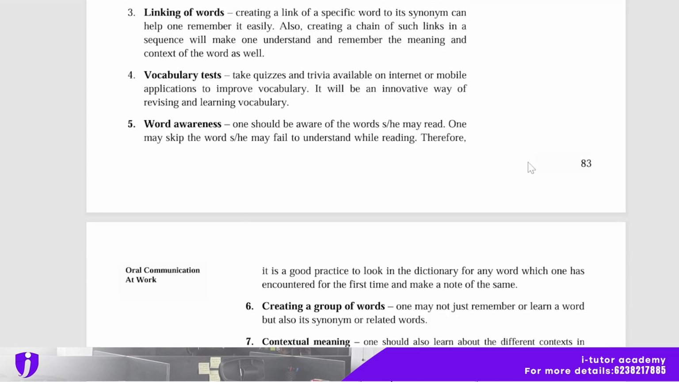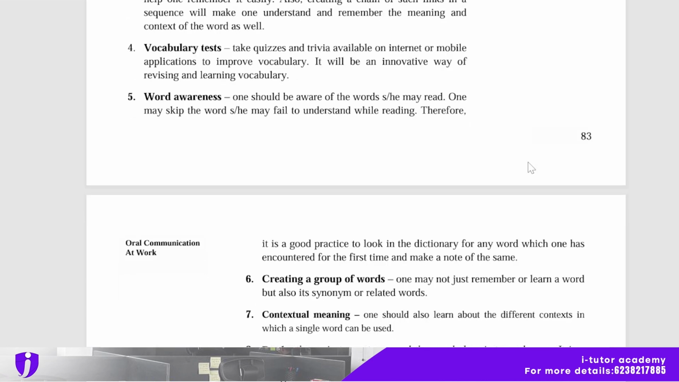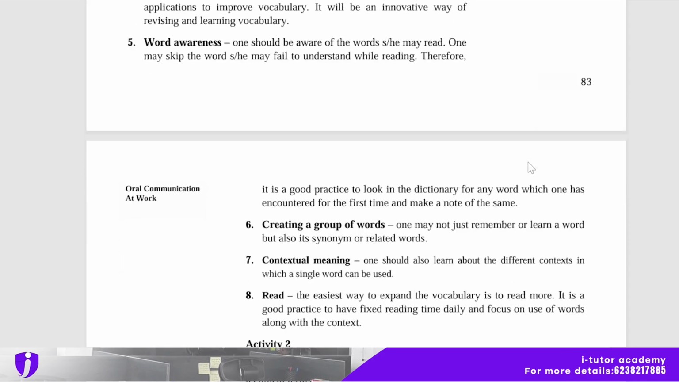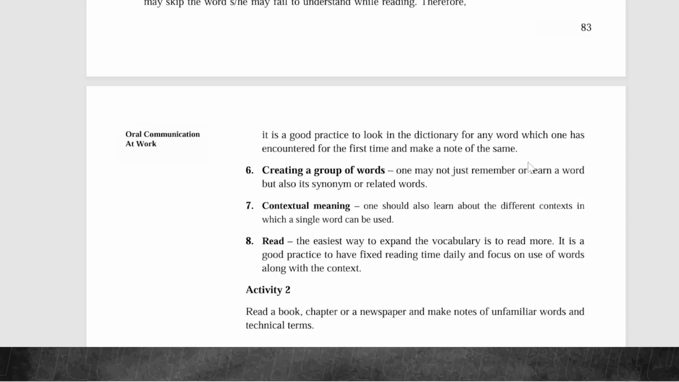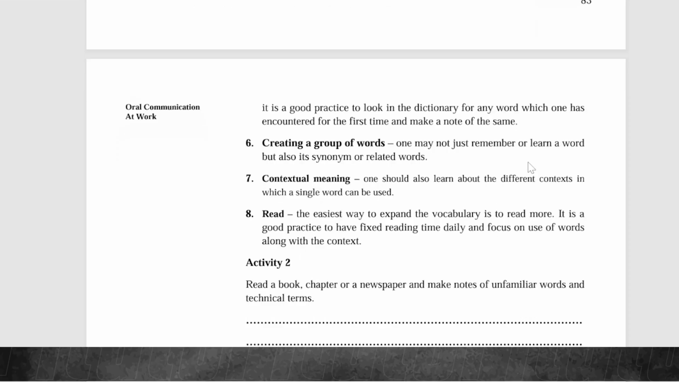Vocabulary test. Take quizzes and trivia available on the internet or mobile applications to improve vocabulary. It will be an innovative way of revising and learning vocabulary. Word awareness. One should be aware of the words he may read, and one may skip the words he may fail to understand while reading. Therefore, it is a good practice to look in the dictionary for any word which one has encountered for the first time and make a note of the same.